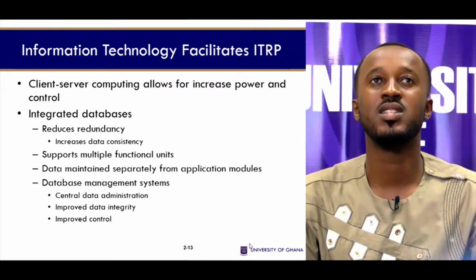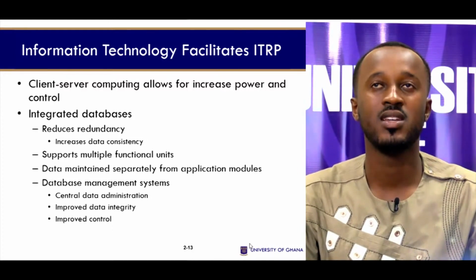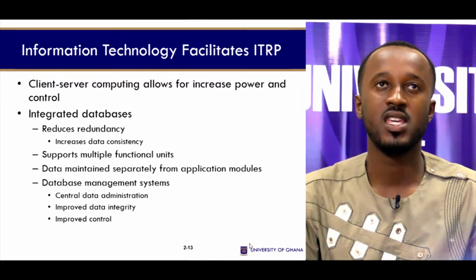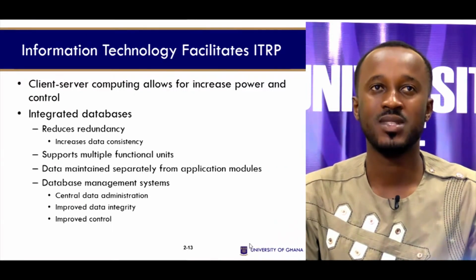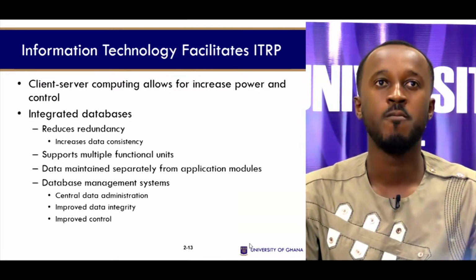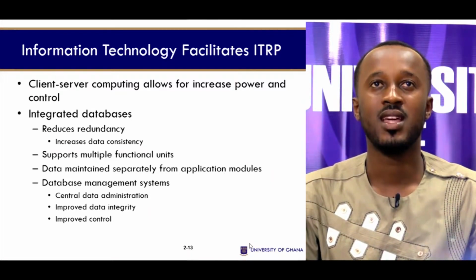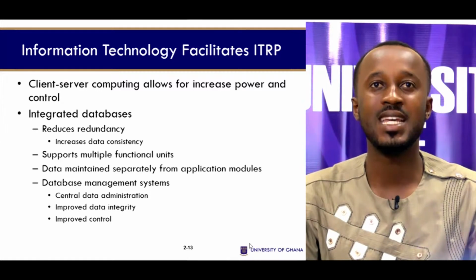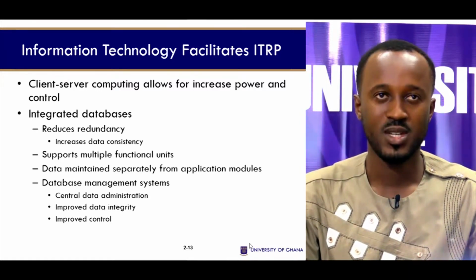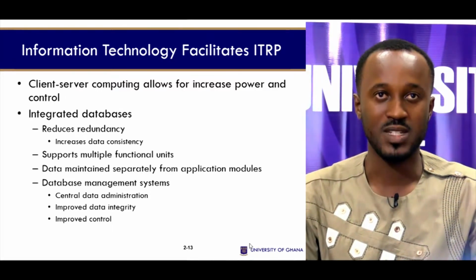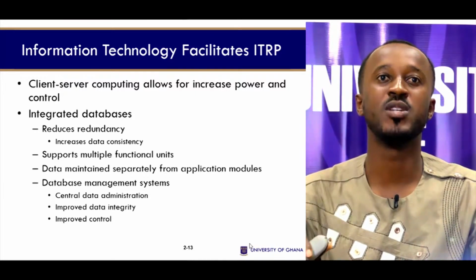Now let's look at the information technology, the IT facilities within the IT resource planning systems. We have client-server computing, which allows for increased power and control. Here we look at integrated databases. This helps to reduce redundancies, so it increases data consistency. It supports multiple functional units. Then under this, we look at data being maintained separately from application models. Then we have database management systems being implemented, where we have central data administration, improved data integrity, and also improved control.